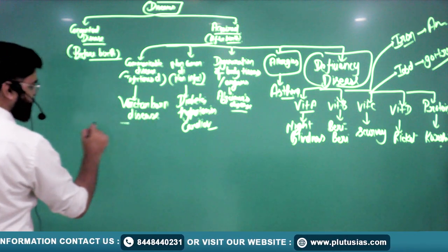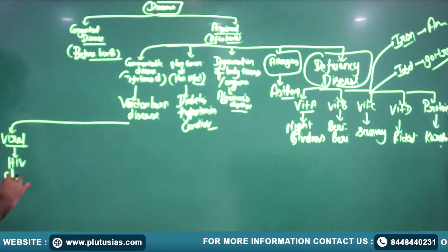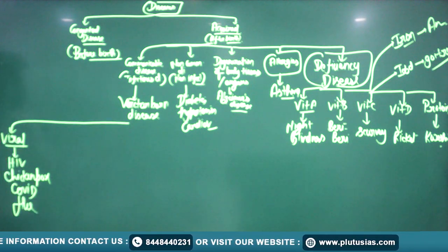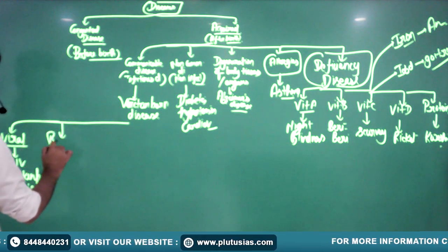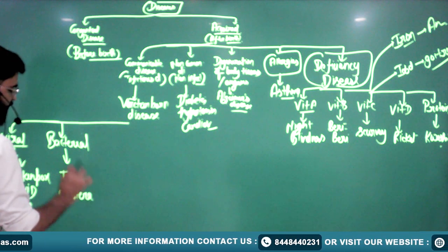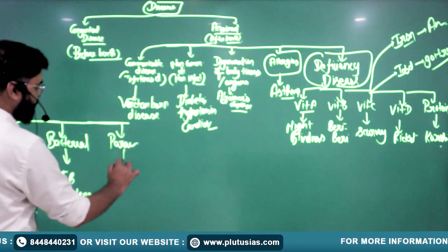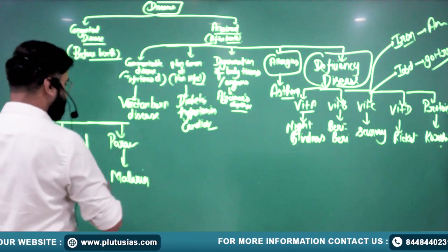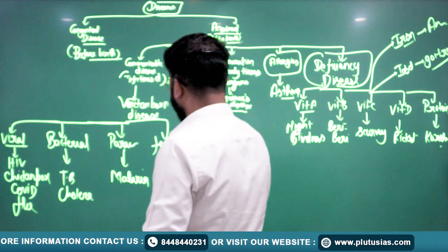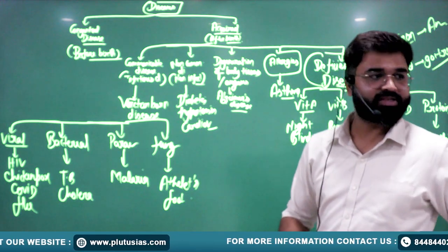And in this vector-borne disease, like some of the diseases are viral disease, such as HIV, chickenpox, COVID, flu. Yes, these are viral disease. Some of the diseases are bacterial disease, such as TB, cholera, yes, trachoma, etc. Some of the diseases are parasitic disease, that is malaria. Some of the diseases are fungal disease. Yes, athlete's foot disease. So this is the classification of disease.